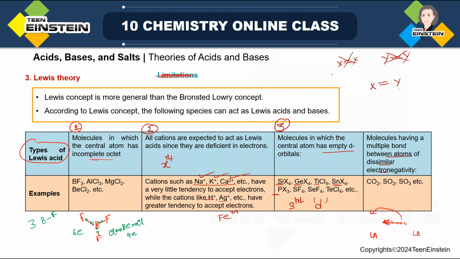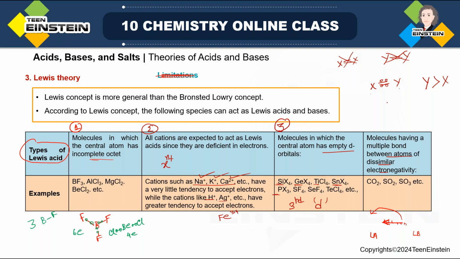So when there is a difference in electronegativity, suppose Y is more electronegative than X, so the presence of electrons in these two bonds will be closer towards Y. So there will be a generation of polarity. More negative charge will be towards Y, more positive charge will be towards X, because Y is more electronegative. So when you have this type of multiple bond, meaning a double bond or triple bond between two atoms, then it can act as Lewis acid.